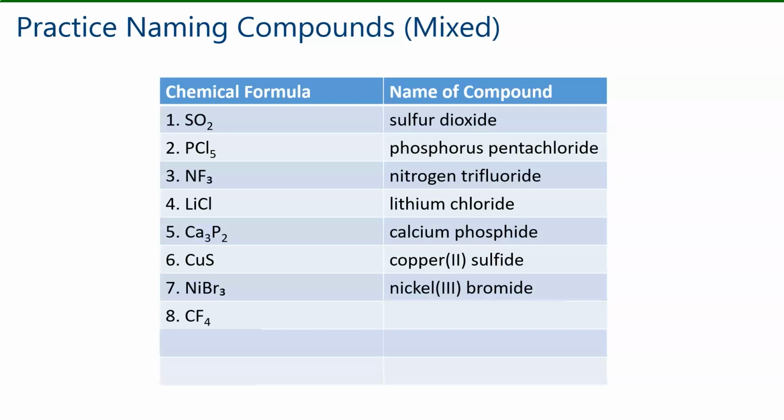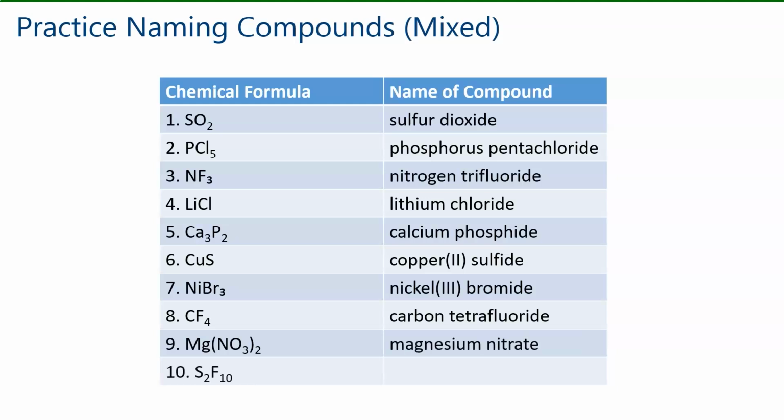CF4. This time we have a molecular compound. And this one is carbon tetrafluoride. Mg(NO3)2. Now we have something different again. This one contains a polyatomic ion. So you're going to need to look up the name of NO3 on the chart. And this is magnesium nitrate. And last we have S2F10, and this one is disulfur decafluoride.